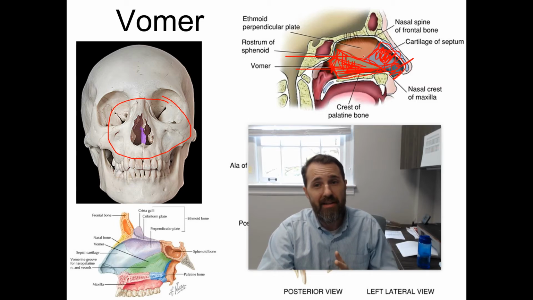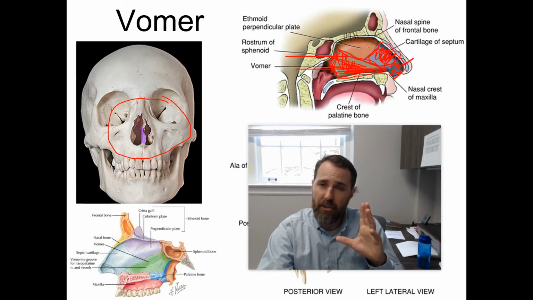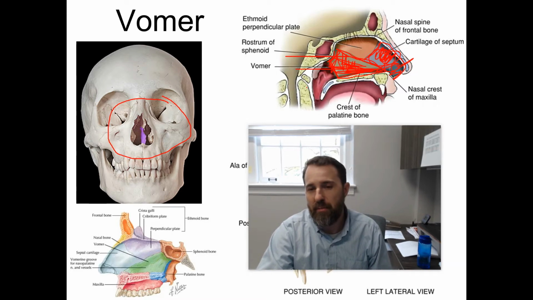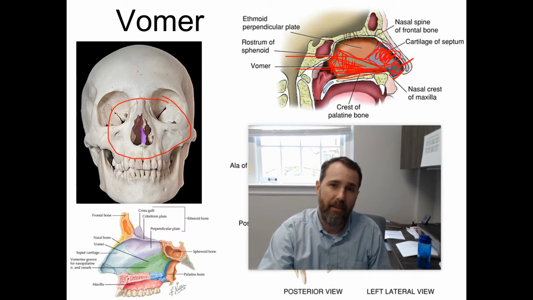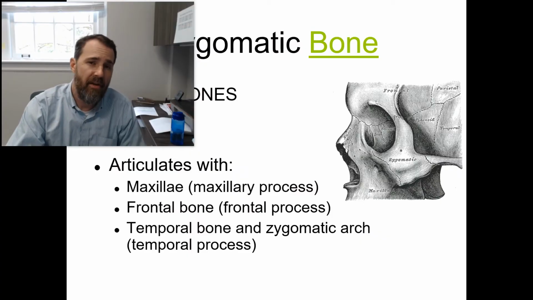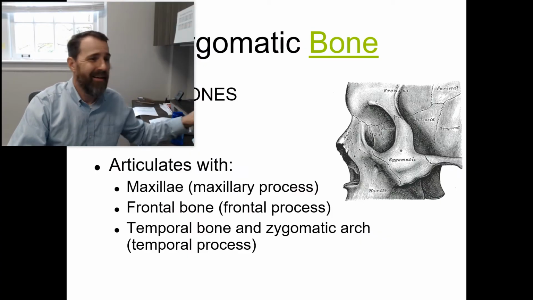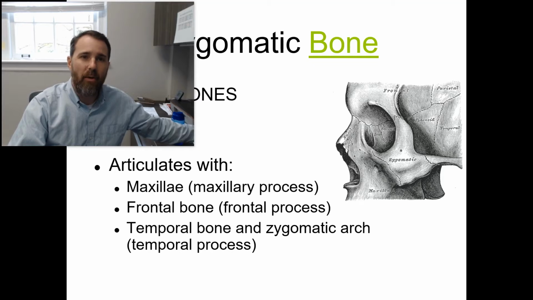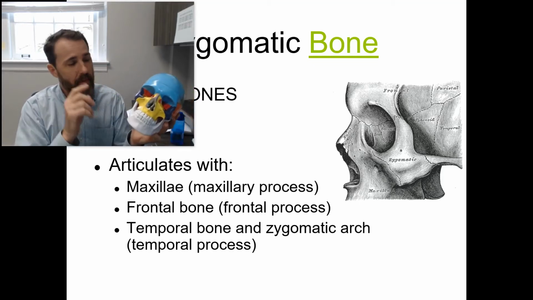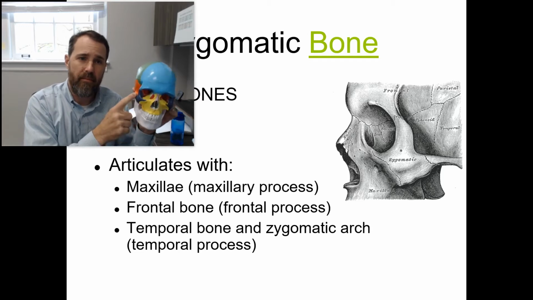And there is a superior portion of the nasal septum that is also bone, and that is part of the ethmoid bone called the perpendicular plate. And once again, we're going to get to the ethmoid here in a second. The next bone we're going to talk about is the zygomatic bone. The zygomatic bone, this is your cheekbone.